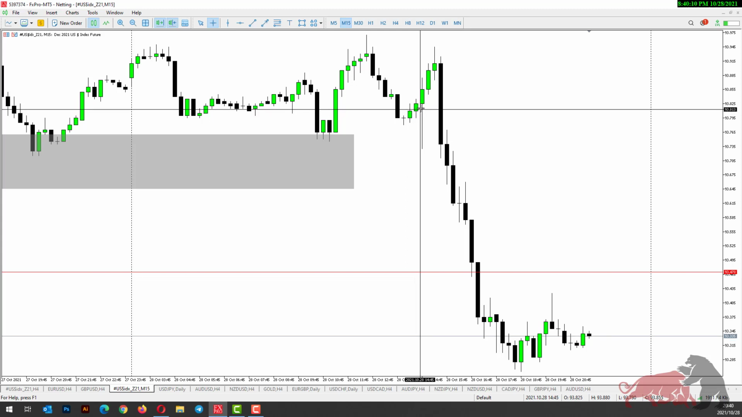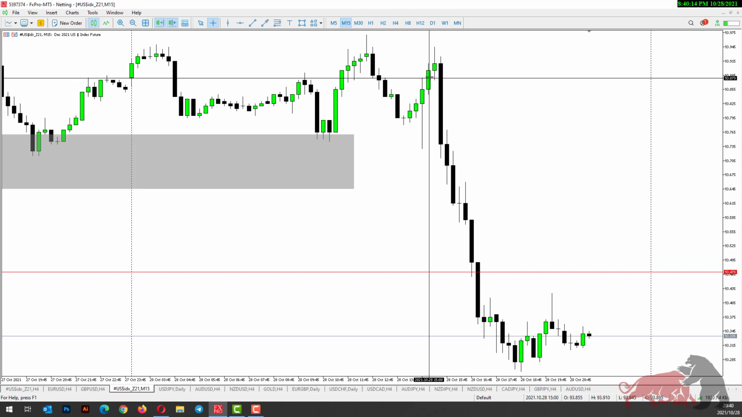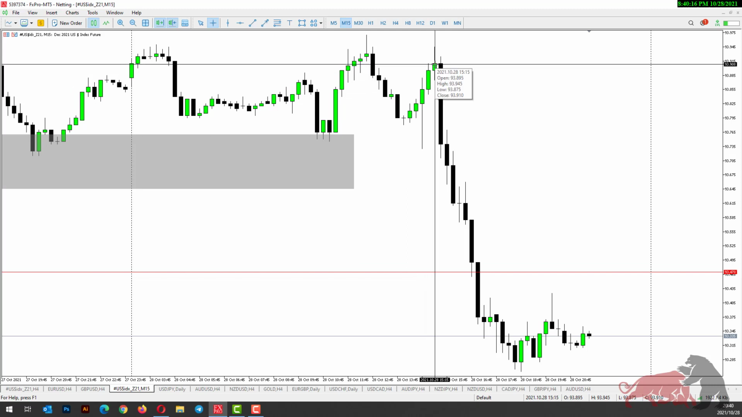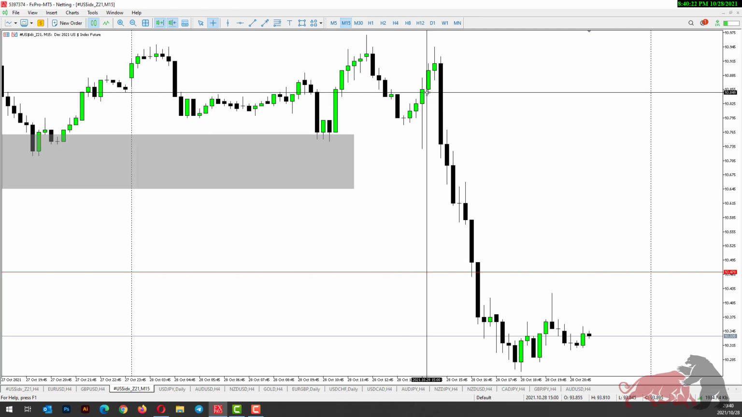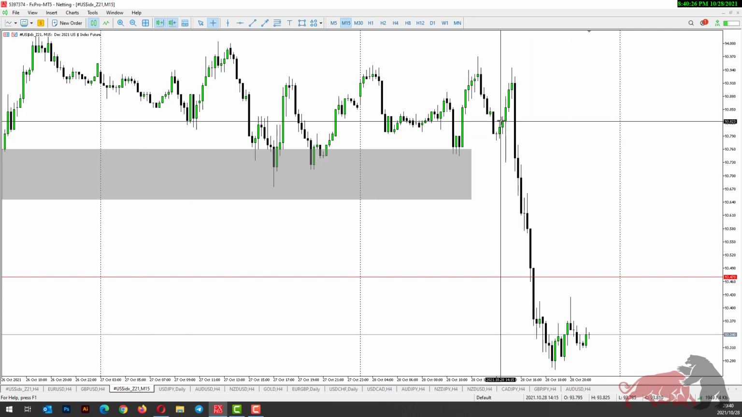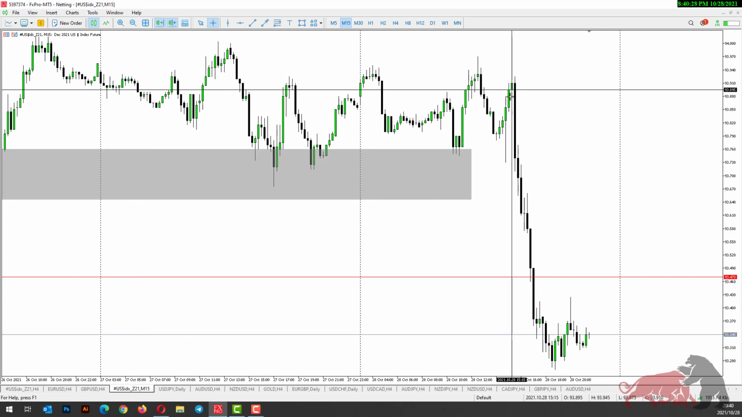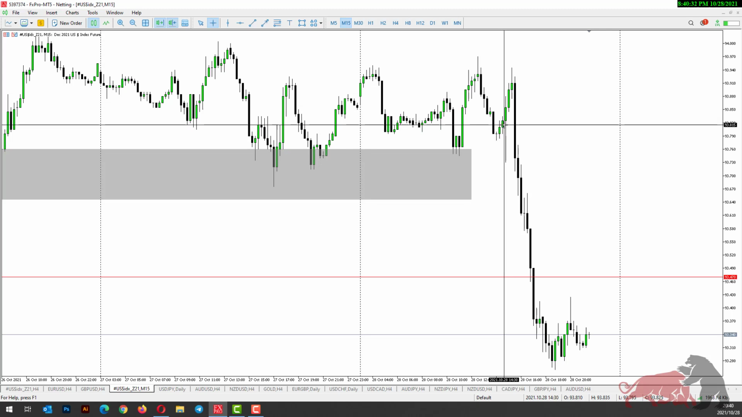Now, this rally to the upside from 2:30 up until 3:15, that rally on its own, you should have already known, after all that you have learned in the mentorship, you should have already known that this move to the upside is not going to be sustained.